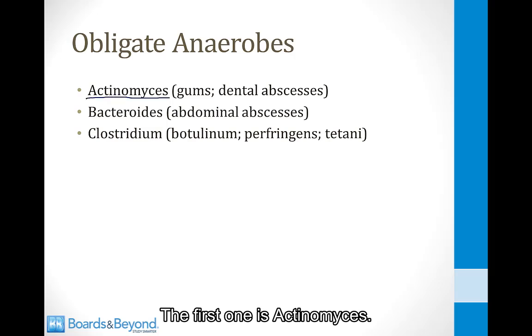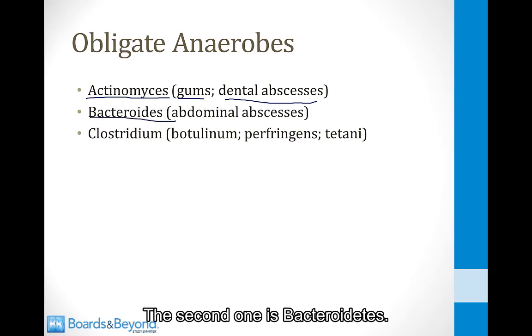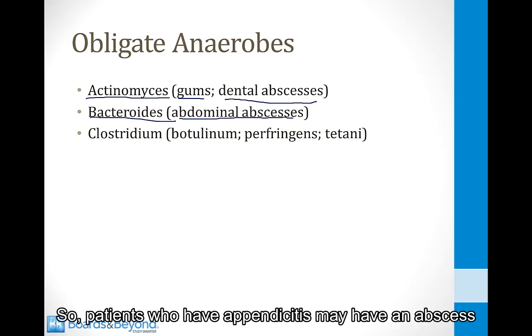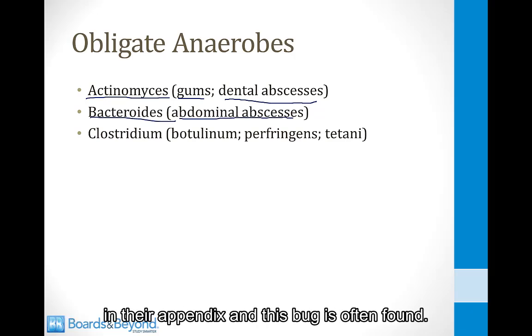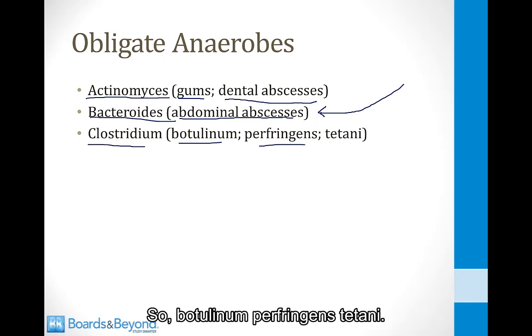The first one is Actinomyces. This is found in the gums and it's often a cause of dental abscesses. The second one is Bacteroides. This is found in the GI tract and it often causes abdominal abscesses. So patients who have appendicitis may have an abscess in their appendix, and this bug is often found. And then finally, all the Clostridiums are anaerobic. So botulinum, perfringens, tetani, these are all anaerobic bacteria.